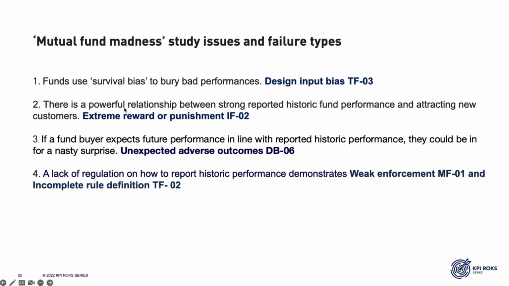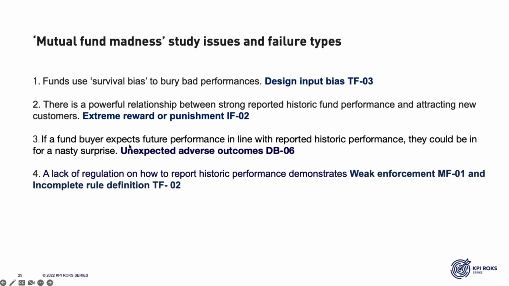Then there is a powerful relationship between strong reported historic fund performance and attracting new customers. This is called extreme rewards or punishments. I always give the type of the reference, EF02, which is related to the diagnosis. If there is a powerful relationship between strong reported historic fund performance and attracting customers, this is really an extreme reward, and if you don't do it, you can have a punishment. And this is not ethically correct, so this comes as an issue.